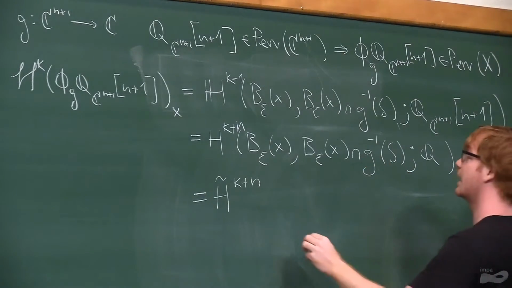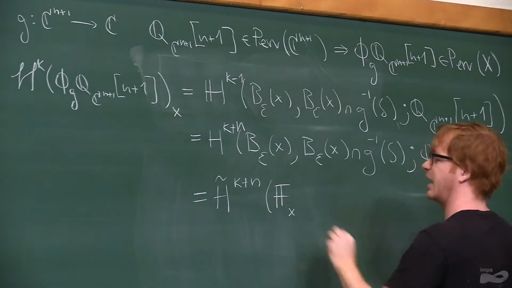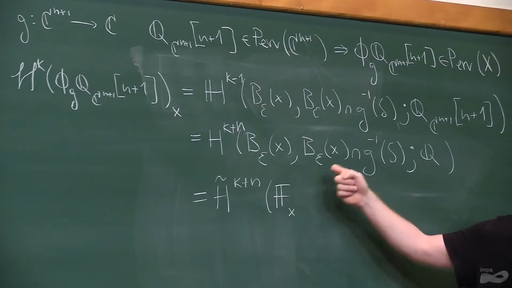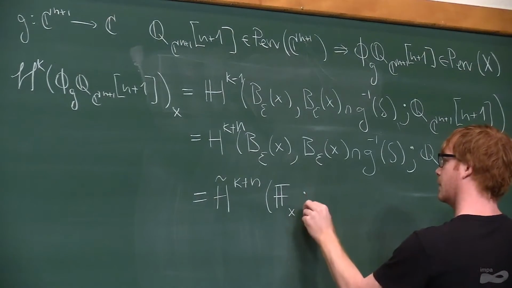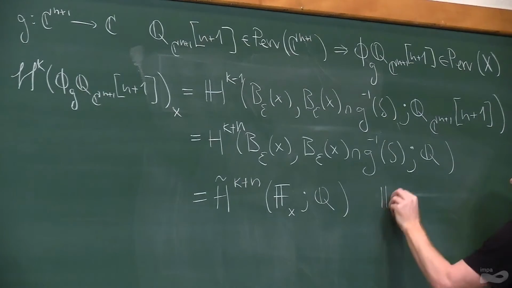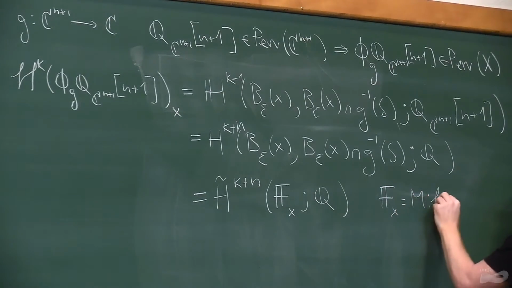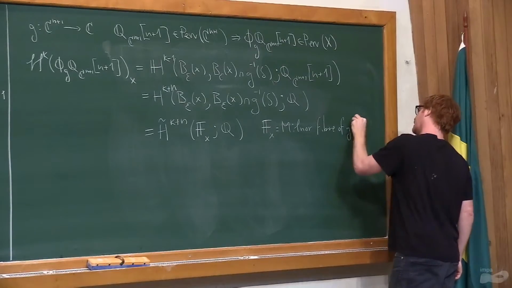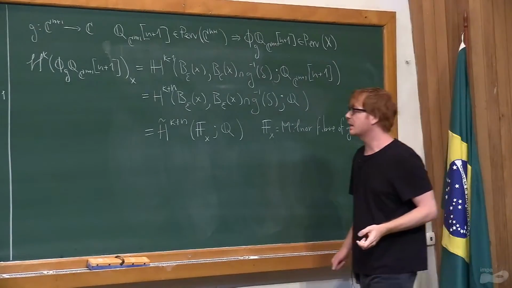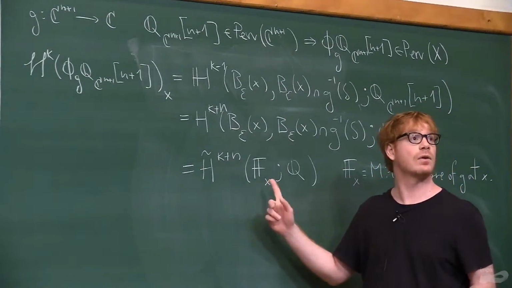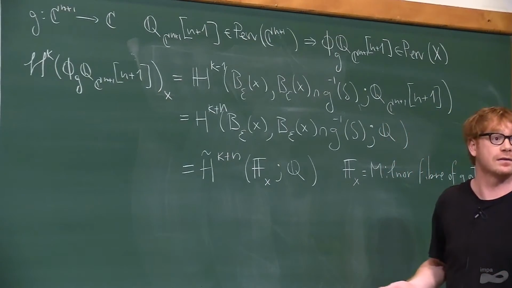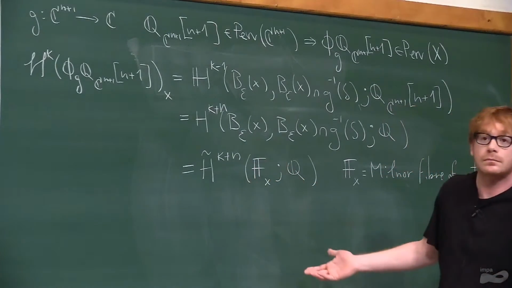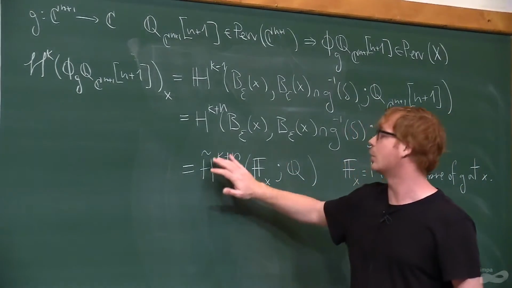And what is this guy? Let me write it as F_X. It would be the Milnor fiber, but on a point X. F_X is the Milnor fiber of G at X, right? But anyways, if I look at the regular point, what is the reduced homology? It's nothing, right? Because on a regular point, the Milnor fiber is regular. And when I do reduced cohomology, it is 0.